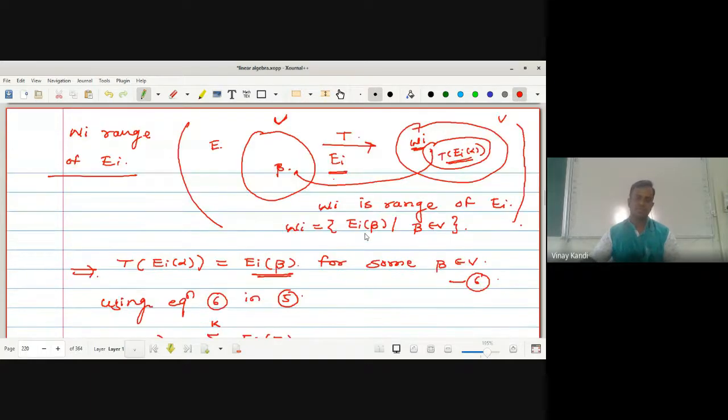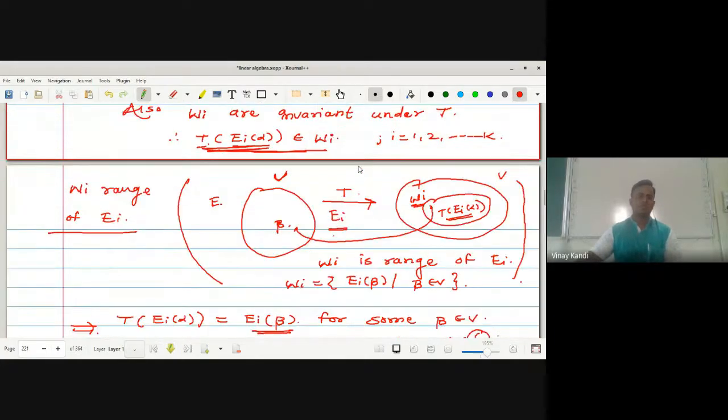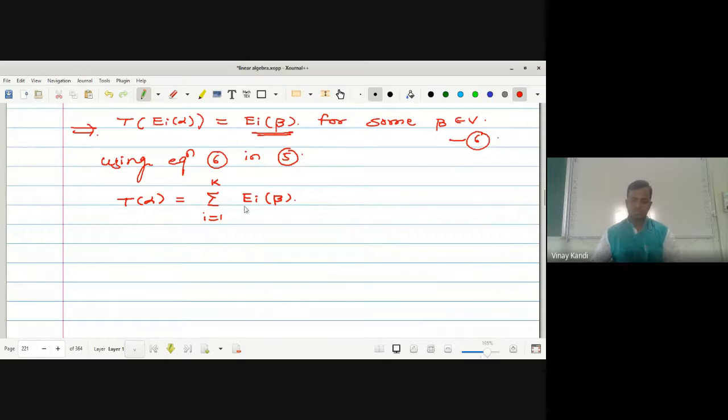So on equation 5 and 6, is it correct? What was the value? Ei of beta. So this is this one, for i running from 1 to k. Okay, so operating Ej on both sides. Operating the next projection Ej on both sides.